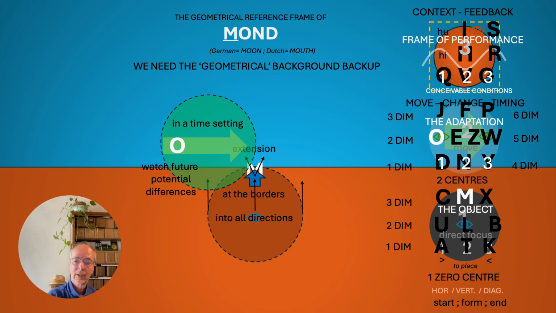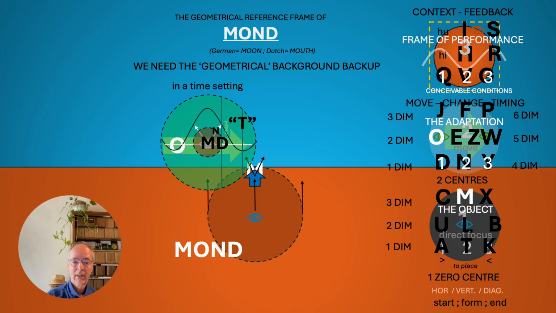The letter O will have that time setting, as I already told you. It's the starting point of the time setting, focusing again upon what is changing, and it will watch over all the future, and in fact also potential differences. So it hasn't changed yet. It is about to change, and it's going towards what is going to be changed in that extension within a time frame. We're going to watch over that.